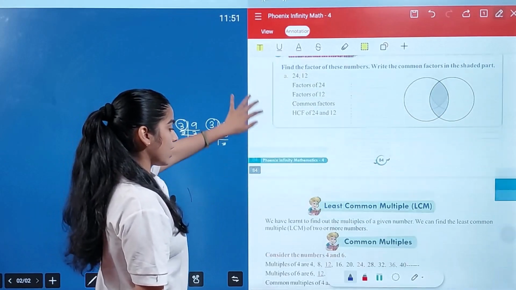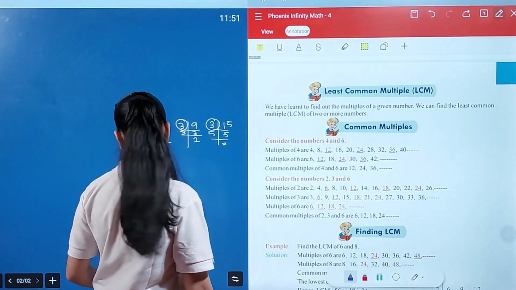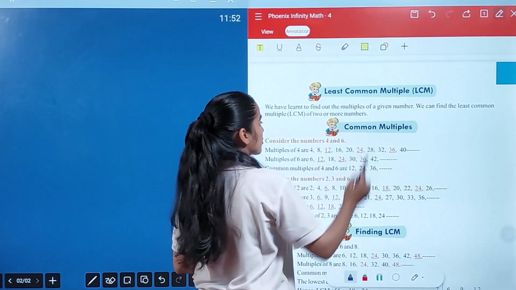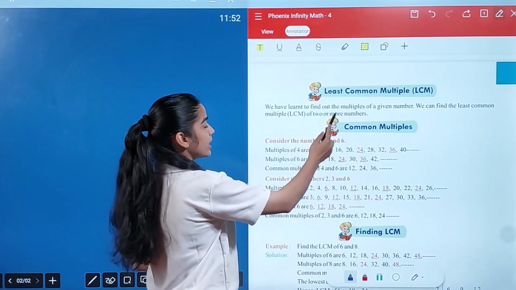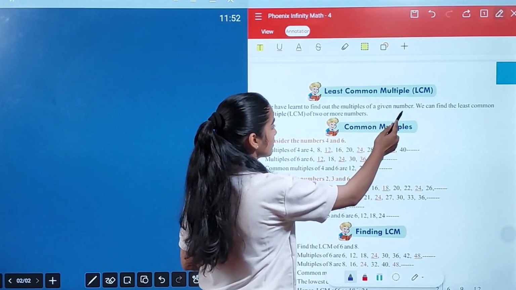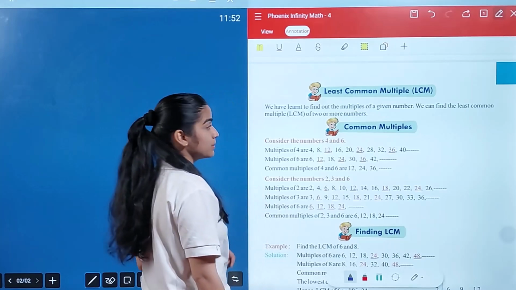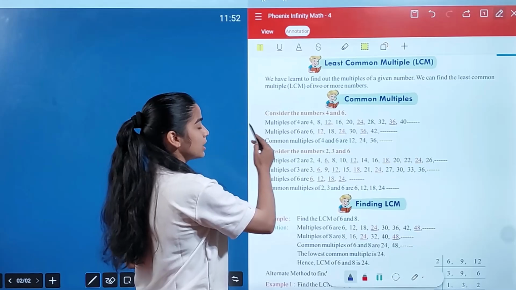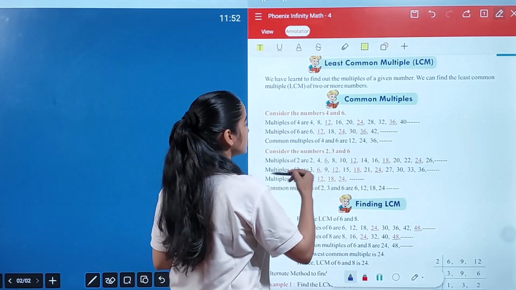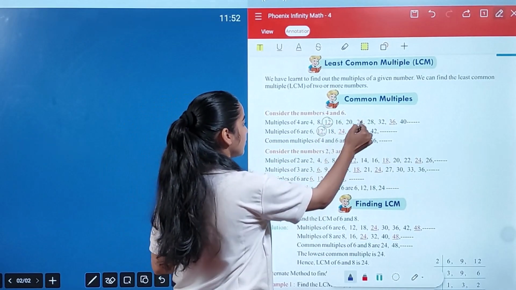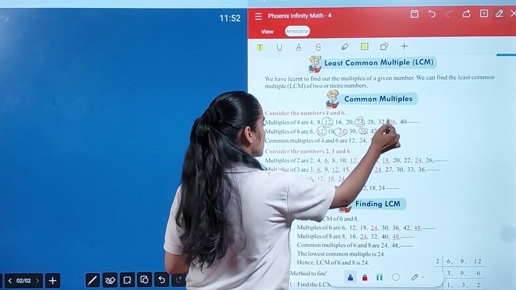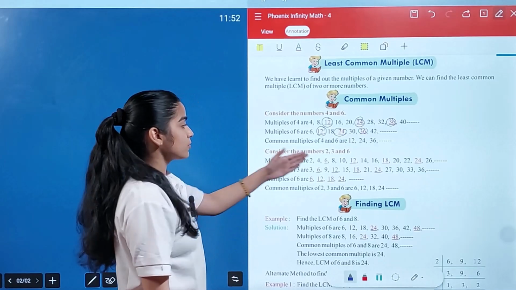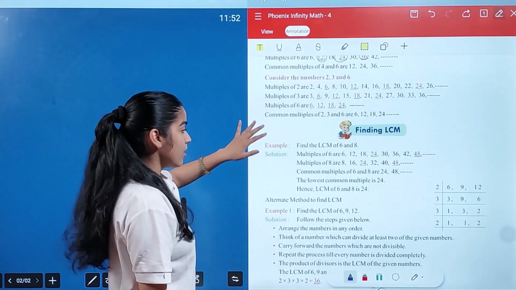After this we have least common multiple, which is called LCM. We have learned to find out the multiples of given numbers. We can find the least common multiple, LCM, of 2 or more numbers. So here the multiples of 4, the table of 4, and 6, the table of 6. Here we have common multiples 12, 24, 36. So these are your common multiples. Similarly, we can find the common multiples of 2, 3 and 6.